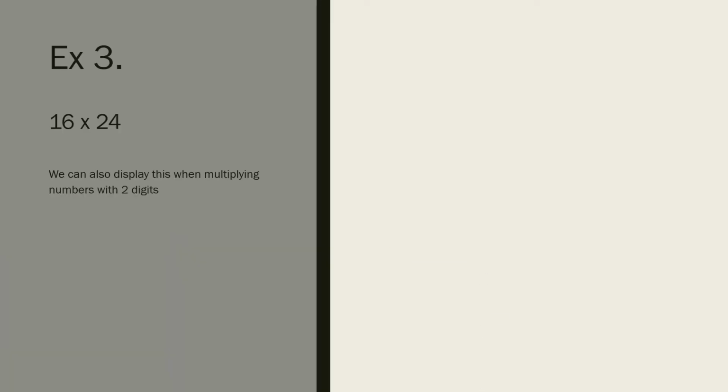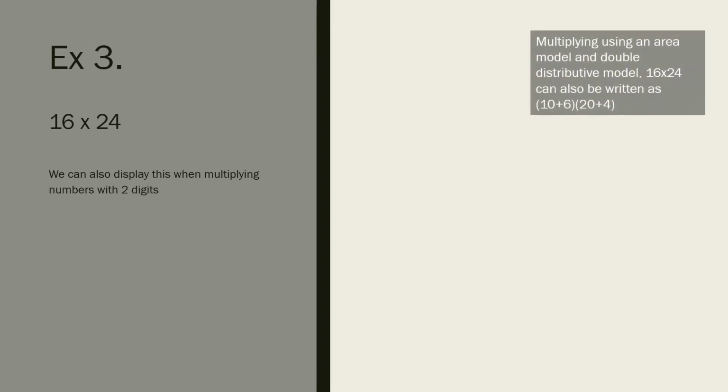Example 3. We can also display this when multiplying numbers with 2 digits. For this example, we will be using the question 16 times 24. Multiplying using an area model and double distributive model, 16 times 24 can also be written as 10 plus 6 times 20 plus 4.